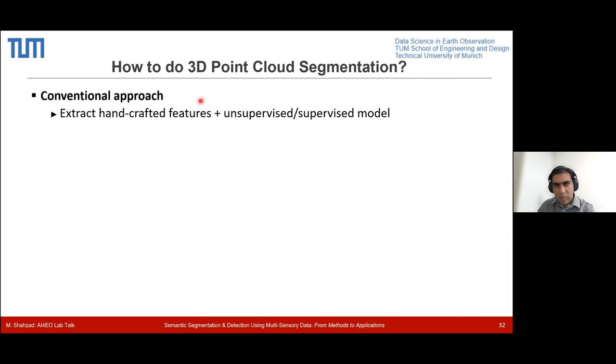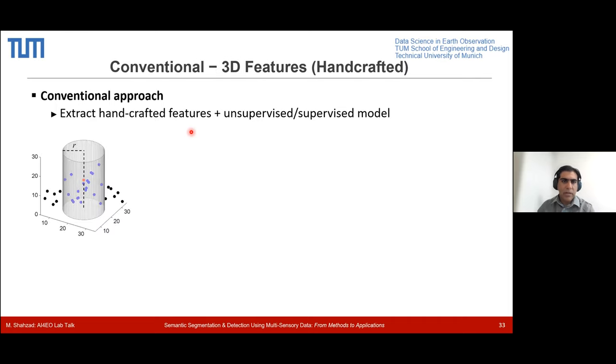So how could we do this fine cloud segmentation? There is the conventional approach, which I refer to as the approach traditionally used before the advent of deep learning. What people were doing is extracting handcrafted features and then using them in supervised and unsupervised model training. To extract these handcrafted features, the first thing people need to do is define a neighborhood relationship.